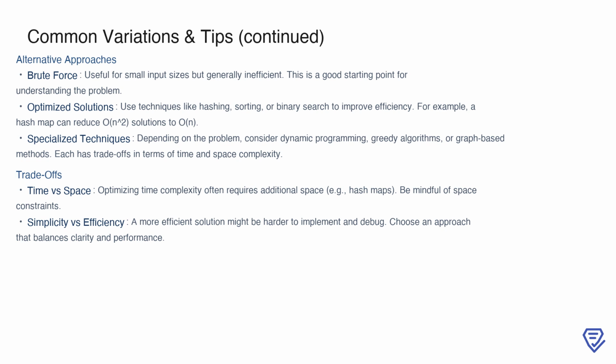Depending on the problem, specialized techniques such as dynamic programming, greedy algorithms, or graph-based methods may be necessary, but each comes with trade-offs. It's important to weigh these carefully. For example, optimizing time complexity often requires additional space, like using hash maps, so always consider the memory constraints of your problem. Similarly, while an efficient solution may perform better, it might also be more complex to implement and debug.